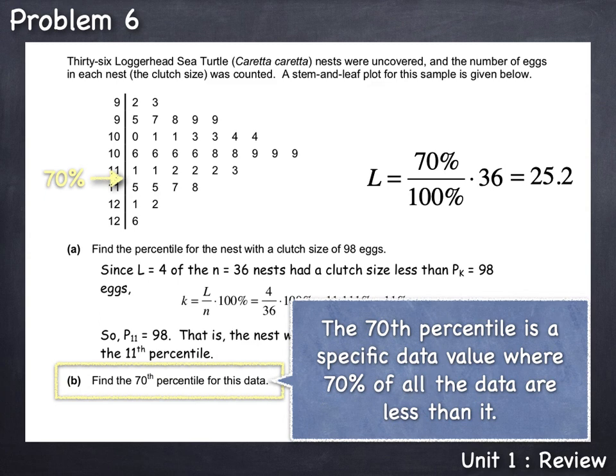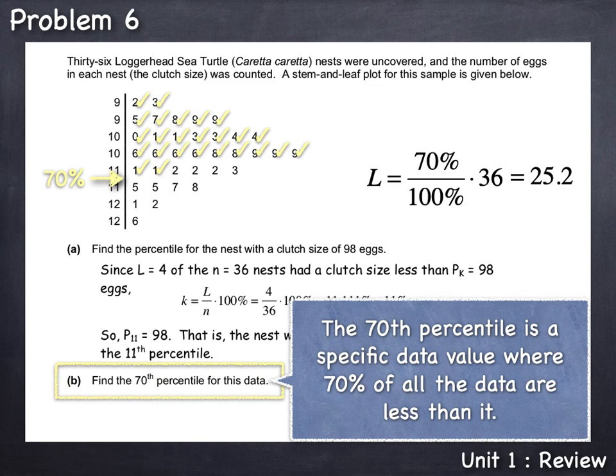count through 25 nests, or 25 of the data values, by starting at 92 and counting 1, 2, 3, up through 25. So these are the 25 nests that we need to have less than number of eggs to find the 70th percentile.